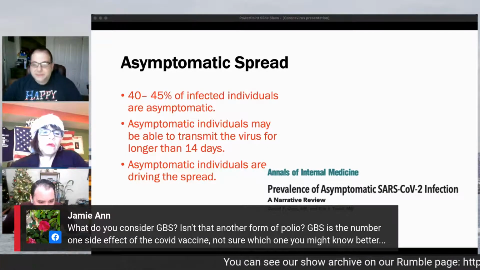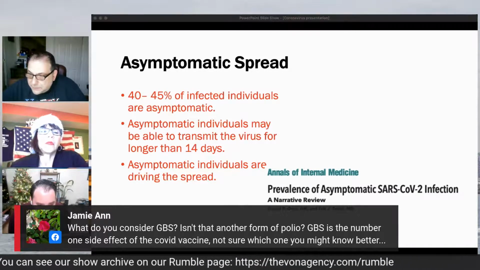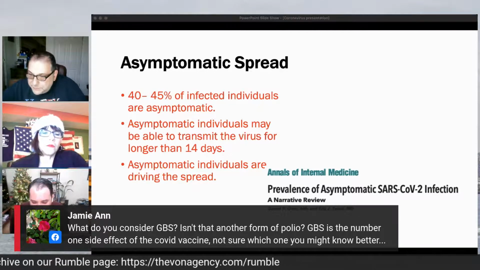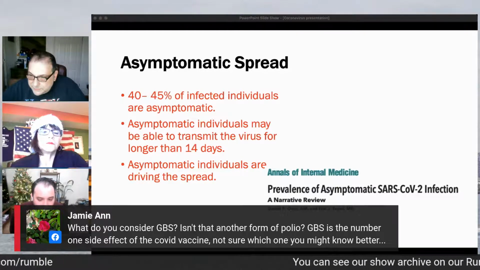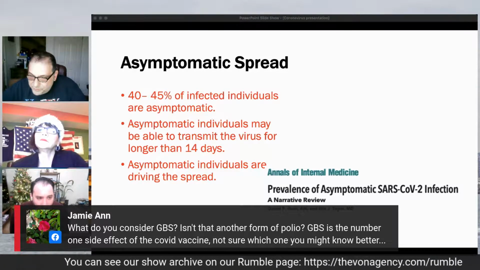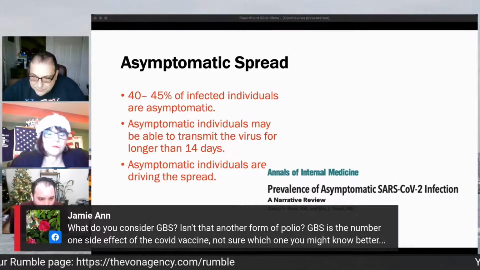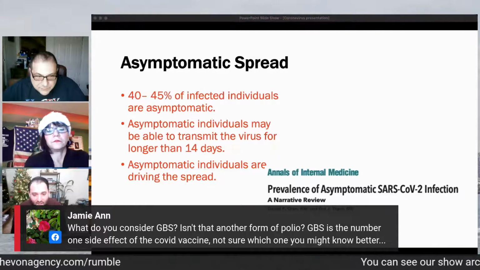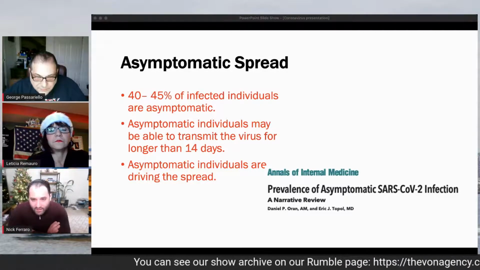She goes, "What do you consider a GBS, Guillain-Barré syndrome? Isn't that another form?" So Guillain-Barré syndrome, in some cases, the immune system does attack the nervous system, right, which could cause paralysis. What you have to look at is how many cases of Guillain-Barré syndrome occur by just natural flu infection as opposed to vaccine. You'll see that natural flu infections actually cause more GBS, right? So listen, the reward outweighs the risk there, okay? Vaccines are safe and effective.